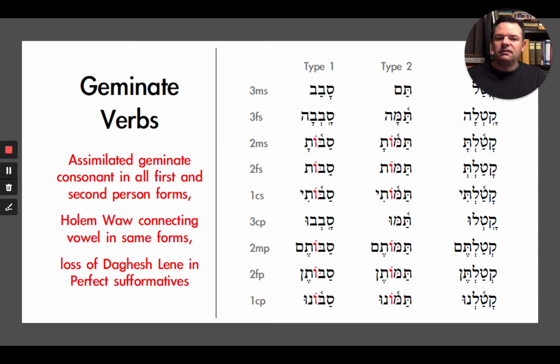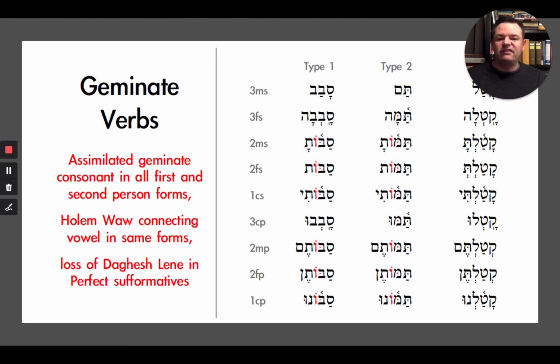So nothing major here. If you just remember geminate verbs and just know the major geminate verbs, for instance, savav is one of the most frequent, if not the most frequent. If you can just remember, okay, when I see savav, I'm going to have that dagesh in the middle radical, and then you're going to have the holam wow, and then the rest of it holds true.